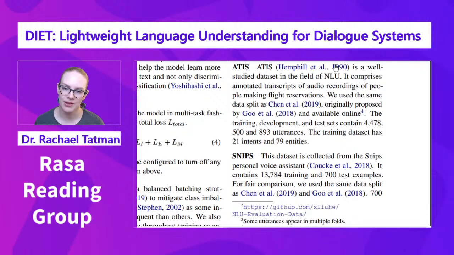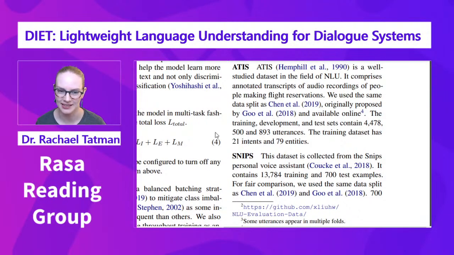ATIS, Hempel et al. 1990, is a well-studied data set in the field of NLU. That is a venerable data set. I say that, but I've definitely worked on Switchboard, which I think is older. It comprises annotated transcripts of audio recordings of people making flight reservations. We use the same data split as Chen et al., originally proposed by Gu et al. and available online. The training, development, and test sets contain so many utterances.